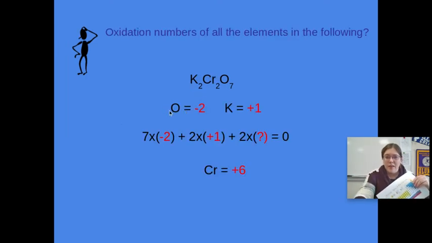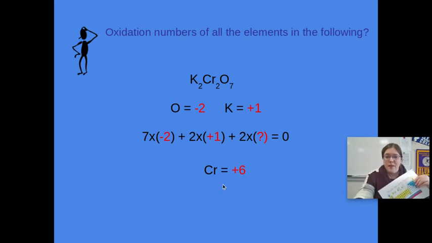So I start out with my oxygen. It was -2. Go to the cation, your potassium. Potassium is a +1 because it's in group 1. And then I multiply, right? I got -14. I added the +2 here. That got me to -12. And then I divided by 2 to get 6 because there are 2 chromium atoms here.